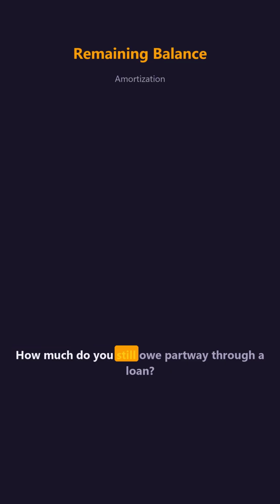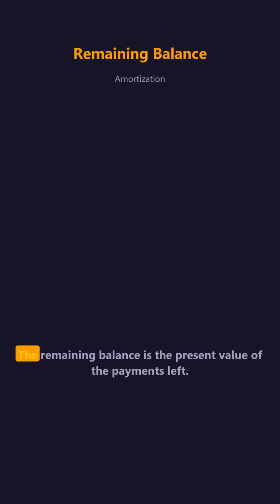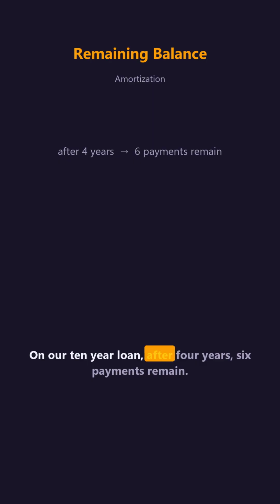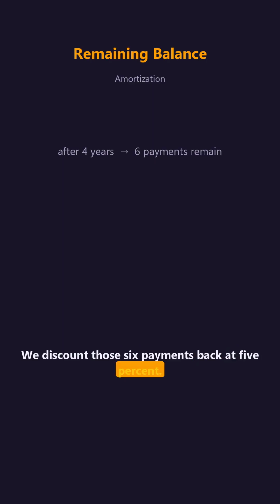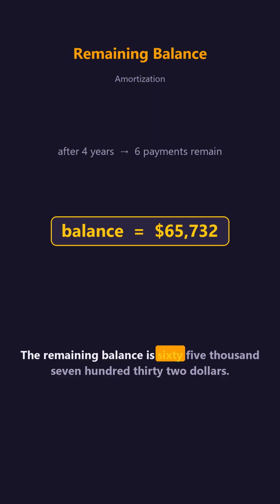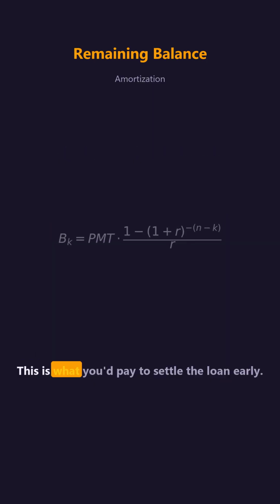How much do you still owe partway through a loan? The remaining balance is the present value of the payments left. On our 10-year loan, after 4 years, 6 payments remain. We discount those 6 payments back at 5%. The remaining balance is $65,732. This is what you'd pay to settle the loan early.